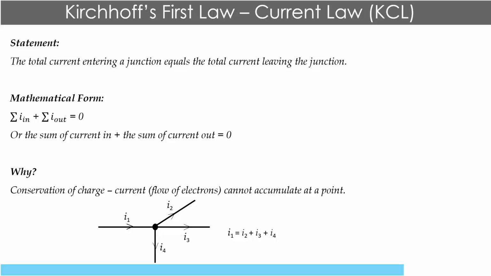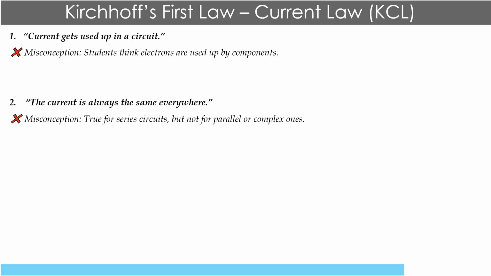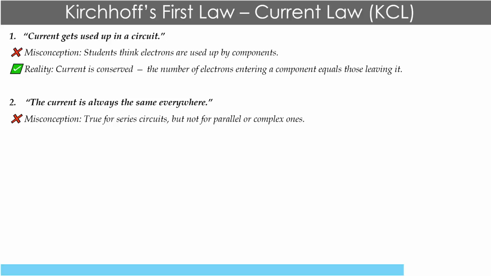Now let us look at some misconceptions that Kirchhoff's first law, or Kirchhoff's current law, tries to debunk. First of all, many students have a misconception that current gets used up within a circuit. Students think that electrons are used up by components, but this is not true. Like we said, Kirchhoff's law tells us that current is conserved. In reality, current is conserved as the number of electrons entering the component equals those leaving it.